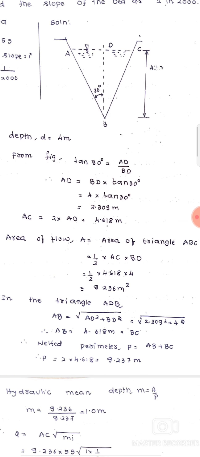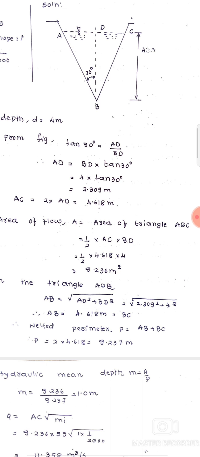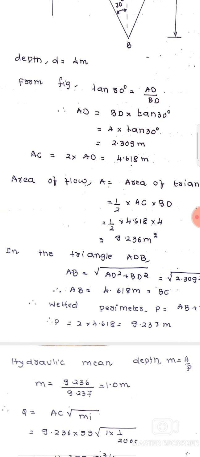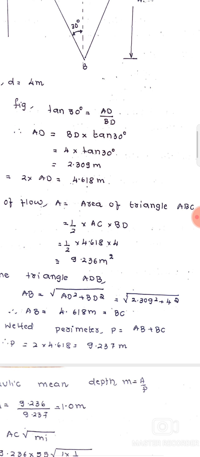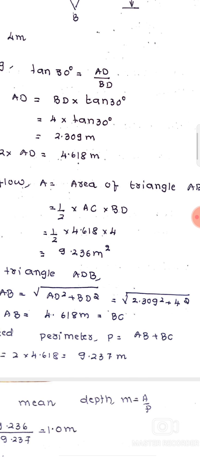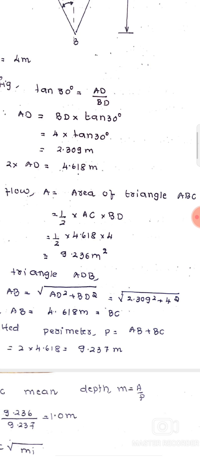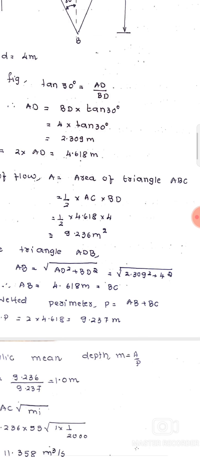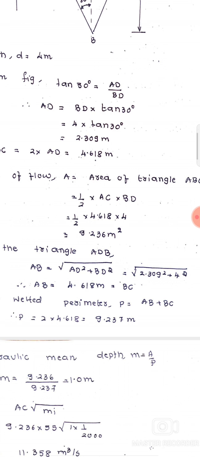Then in triangle ABD, if you want to find the side length AB, or in the other triangle BCD, if you want to find BC, A to B will be equal to B to C. So we'll consider triangle ABD and find AB, which will be equal to BC. AB is equal to square root of AD square plus BD square. AD is 2.309 and BD is 4. Substituting the values, square root of 2.309 square plus 4 square, you'll get the AB length as 4.618 meters. That will be equal to BC.